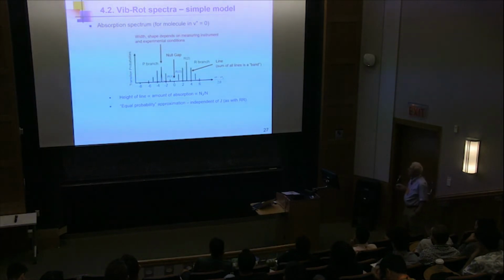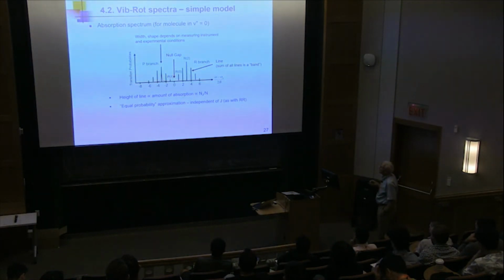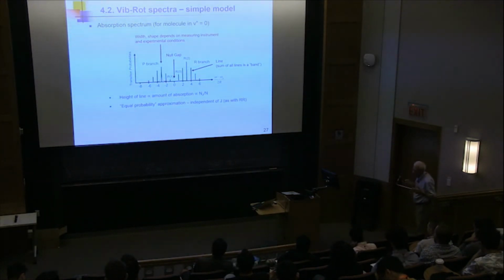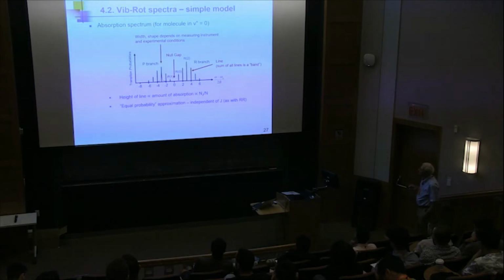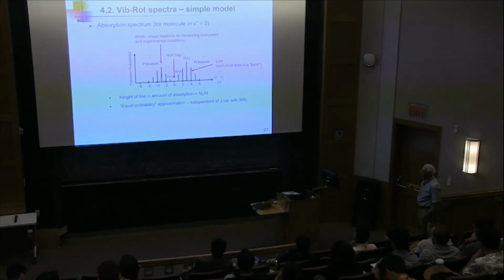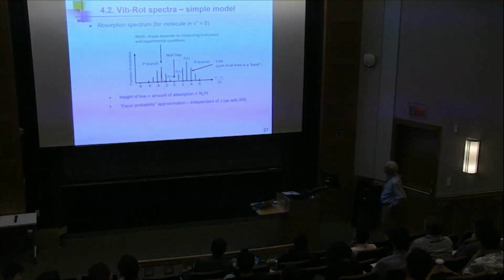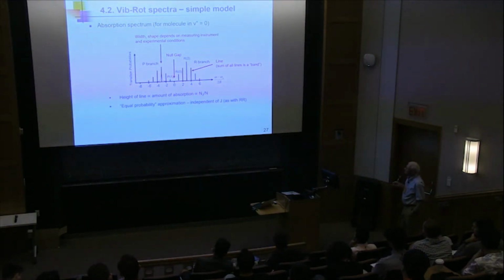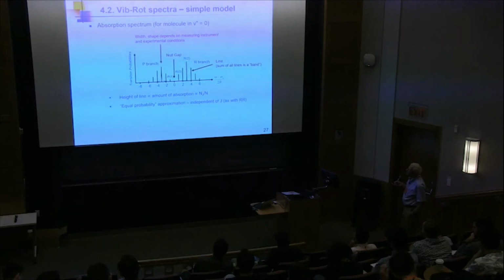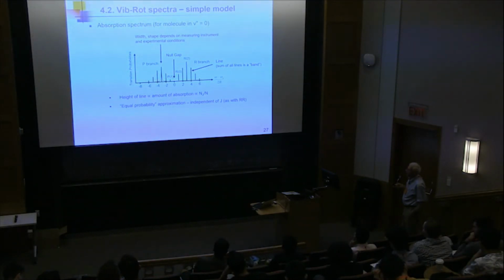And if you keep in mind, the height of any one of these lines is proportional to the population. If there's no molecules in that state, there's no absorption or emission. The more you have, the more absorption takes place. If you use my equal probability approximation, this is nothing more than the Boltzmann distribution plotted on two sides. But when you look close, you'll see the R branch is always a little taller than the P. That's a breakdown of my approximation.